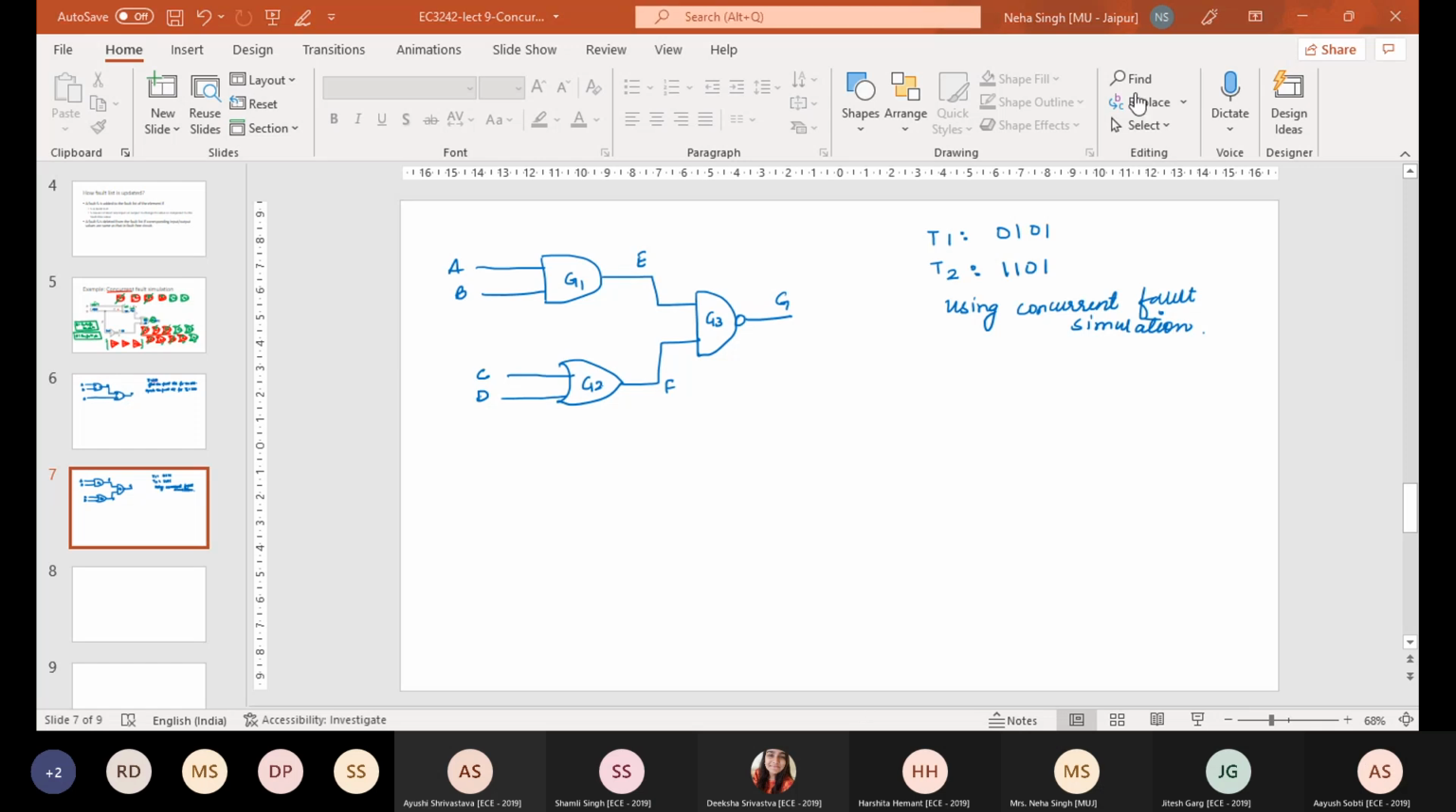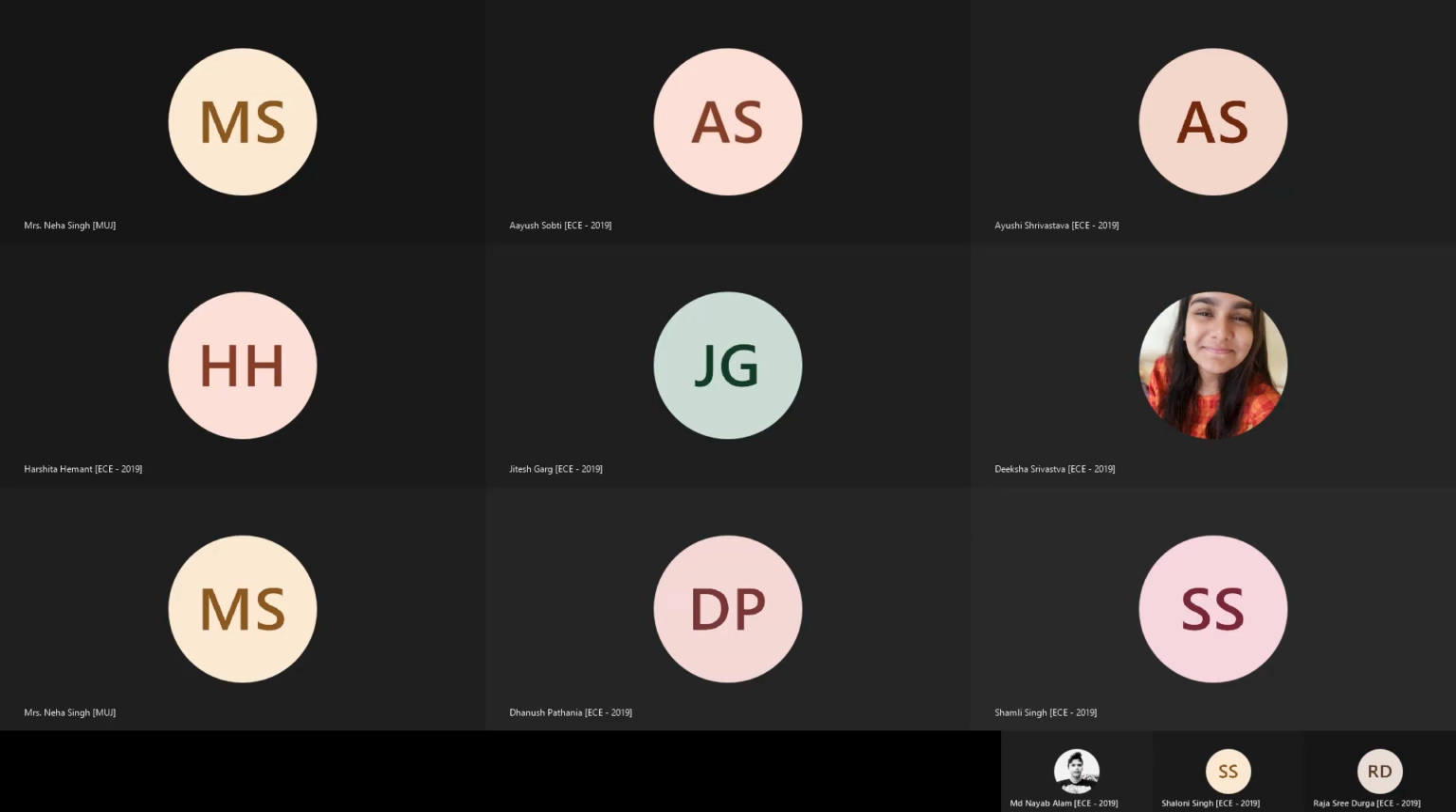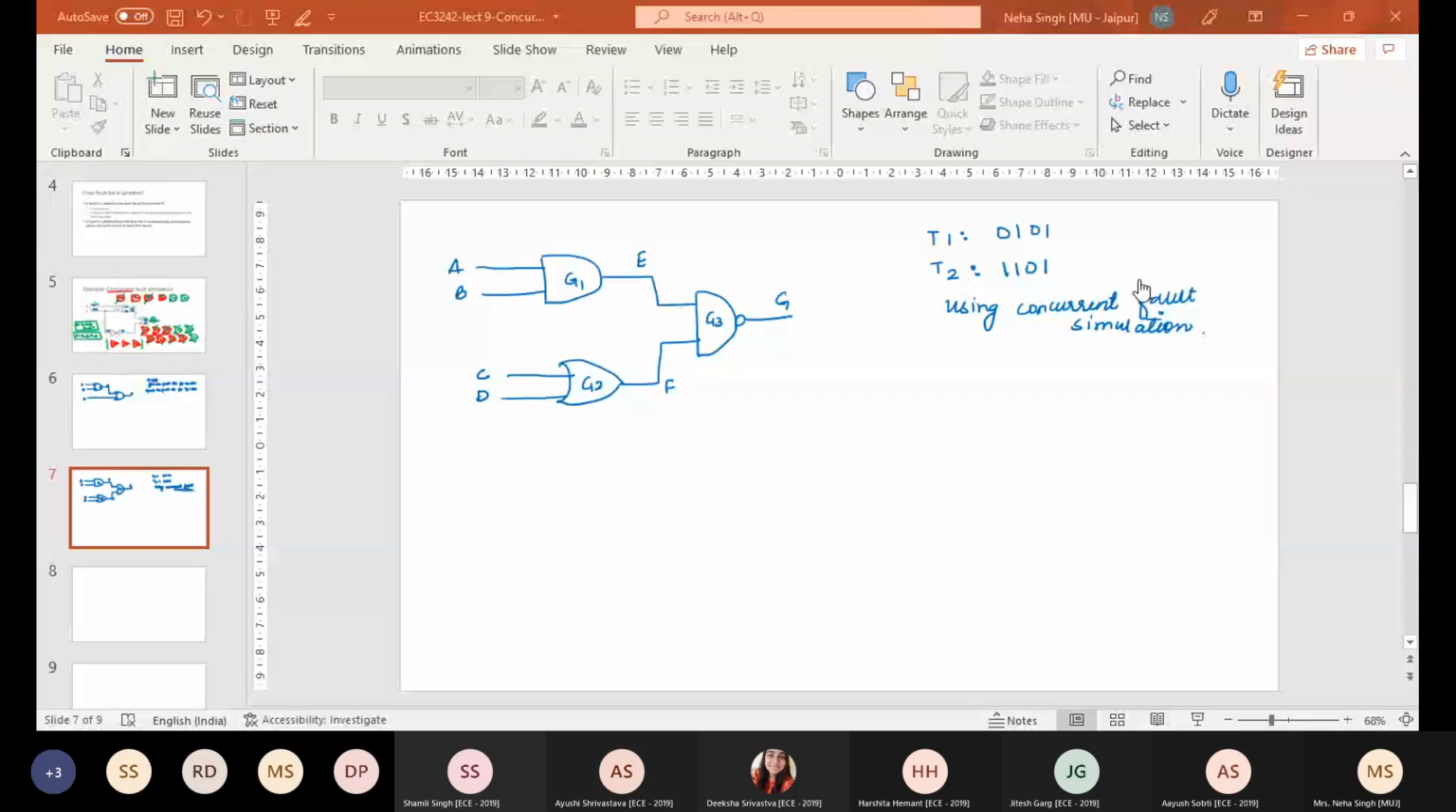So today we will be looking into critical path tracing, which is the path sensitization method for identifying the test vectors. Let me begin another presentation.